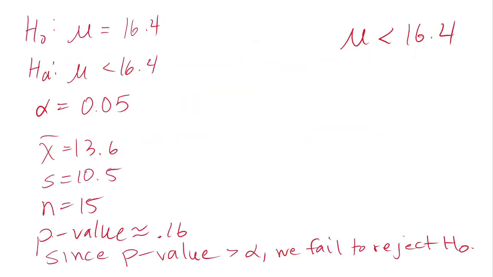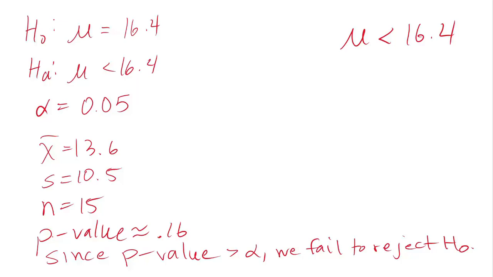While the sample evidence certainly points in favor of the alternative hypothesis, it's simply not strong enough for us to be confident to say that that's a true statement. Again, we're not saying the alternative hypothesis is false. We're simply saying there isn't enough evidence for us to be confident that it's true.